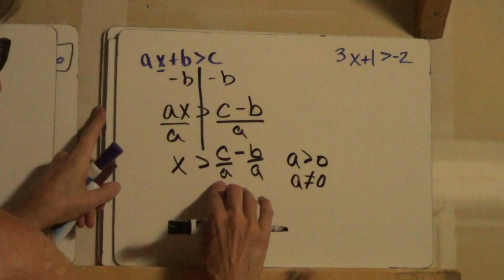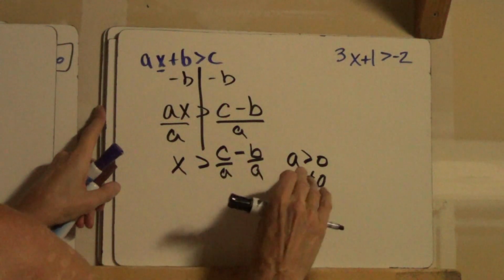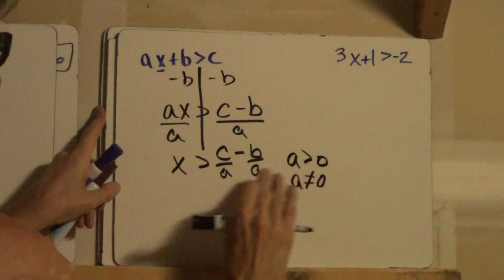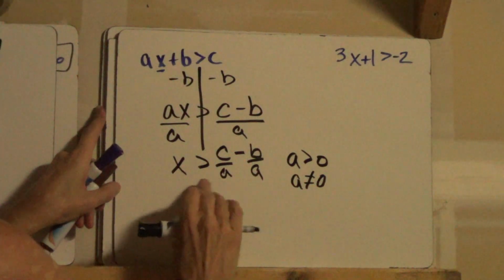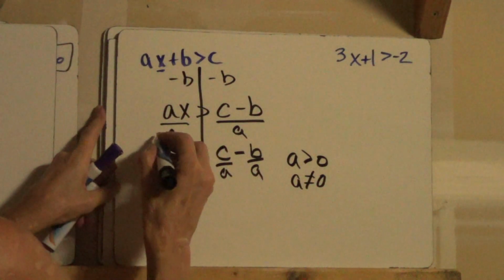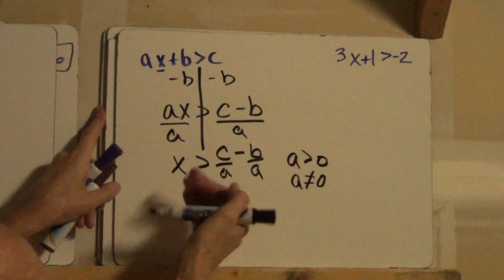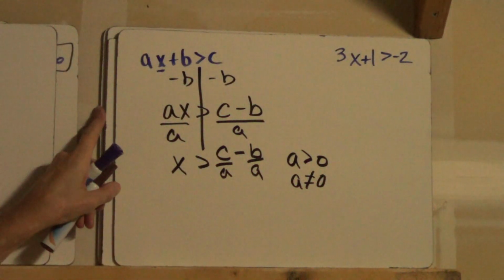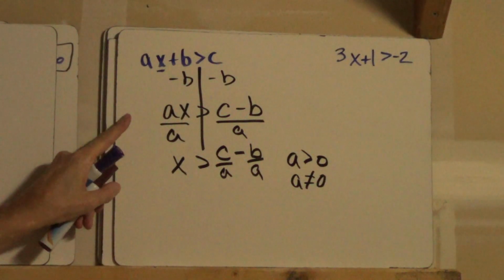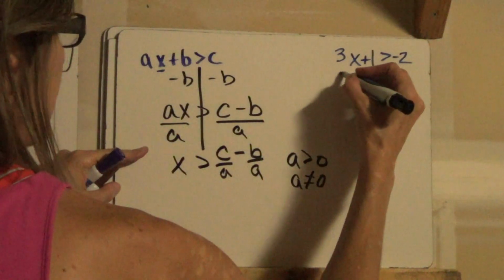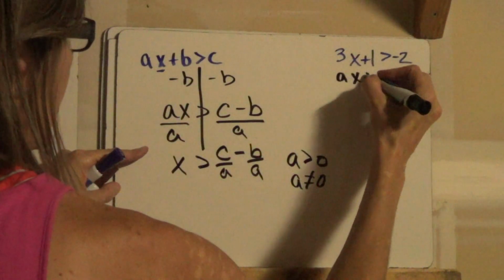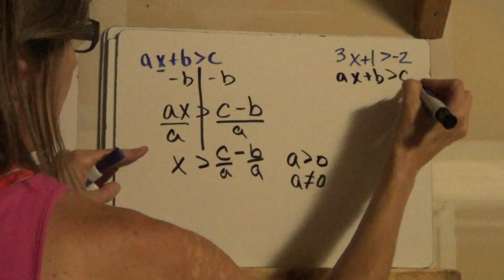If it was equal to 0, that would be undefined. If it was less than 0, that would create a situation where you're dividing by a negative number, and then this sign would need to flip. Okay? So now we line up this literal equation, ax plus b is greater than c.